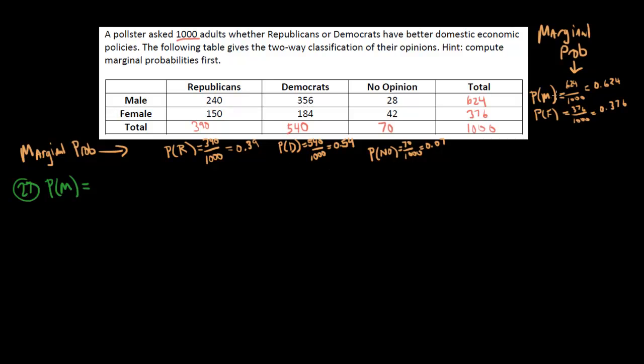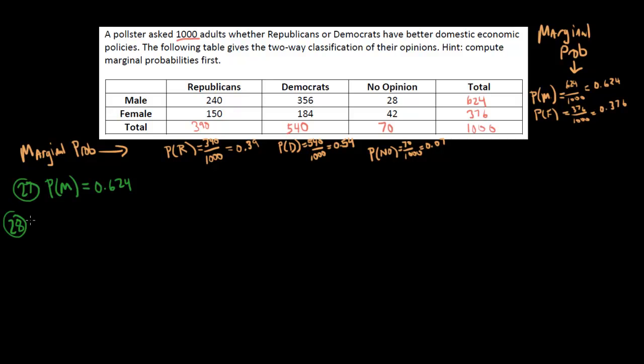So you're working through a test. If you compute the marginal probabilities first, you'll probably already have some answers. So 0.624. Because again, it's just asking us for the probability that if we pull a random person out of this group, they'll be male. 624 out of 1,000.